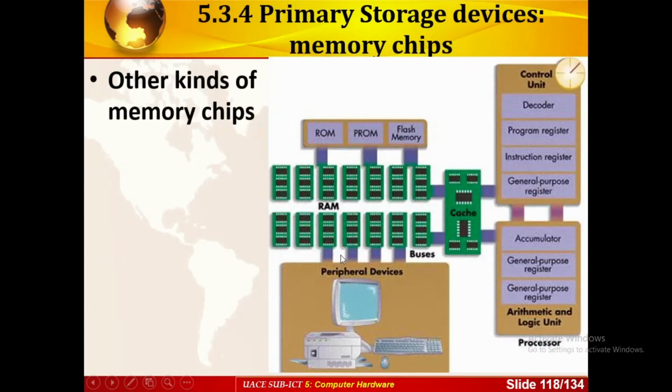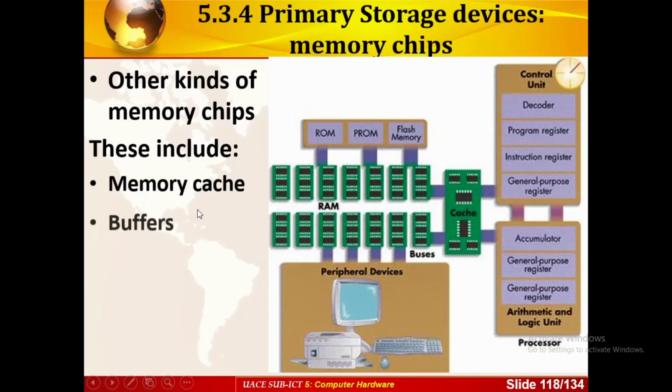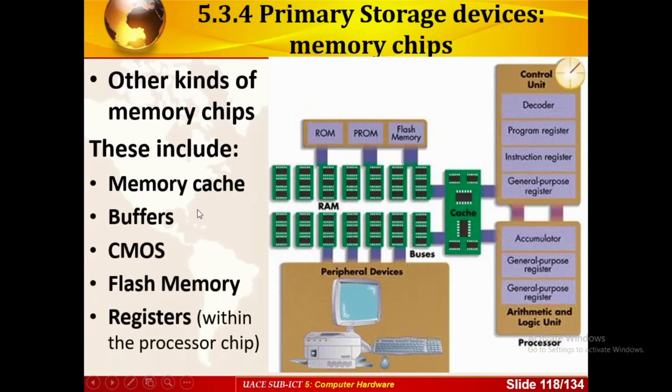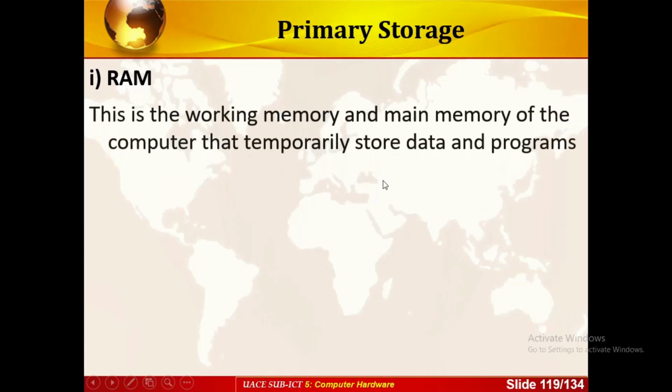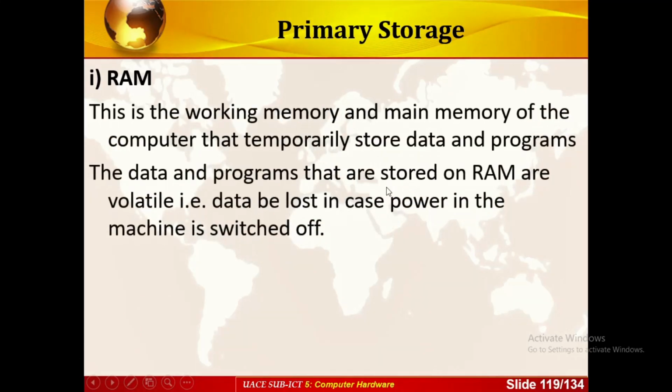This is another kind of memory chip. We can talk of cache memory and buffers. We can talk of CMOS and flash memory, as these are all memories inside computers. When it comes to RAM, this is a working memory. It actually stores data temporarily, that is, when the computer is on. When it is off, it no longer works.